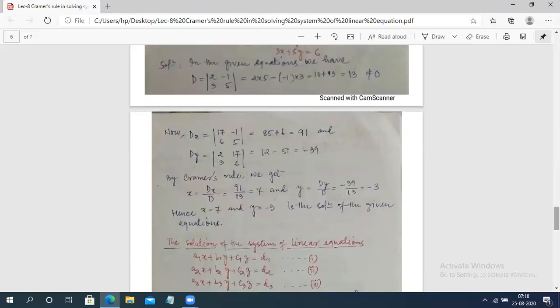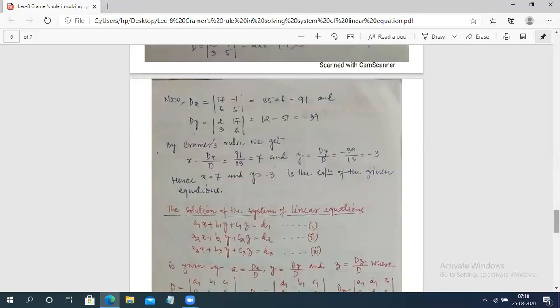So use Cramer's formula. It is given that x is equal to dx by d. The value of dx is 91 and d was 13, so it is 7. And y is dy by d, that is minus 39 by 13, so it is minus 3. So x equal to 7, y equal to minus 3 is the value of the unknowns.